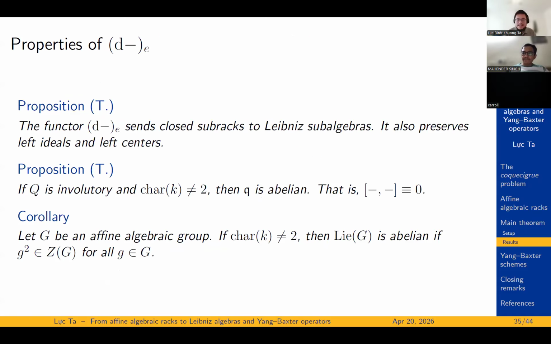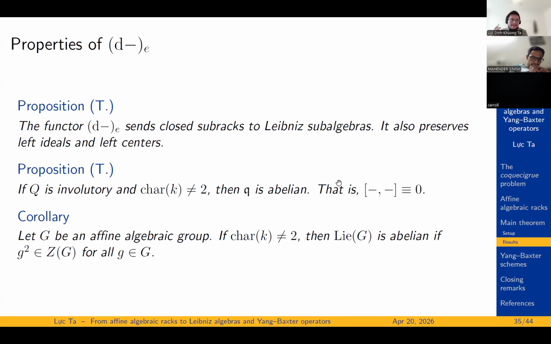All right, and then you can also ask, what are the properties of this functor? What can we say about the Leibniz algebra of an affine algebraic rack if we know some stuff about the affine algebraic rack? So one nice thing is that this functor sends closed subracks to Leibniz subalgebras, and you can also define a left ideal and a left center of a rack. And it turns out that this functor also preserves those things. So in other words, this functor is very compatible with the structure of an affine algebraic rack.